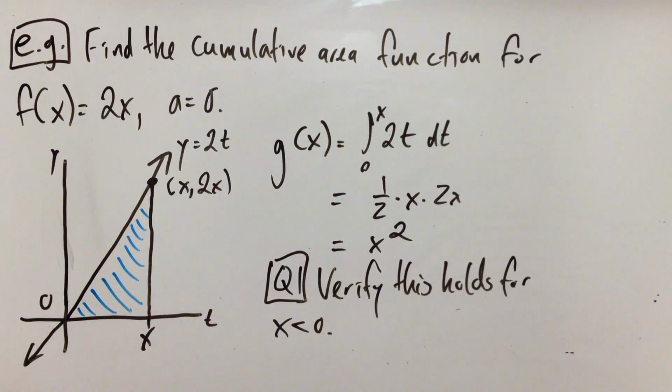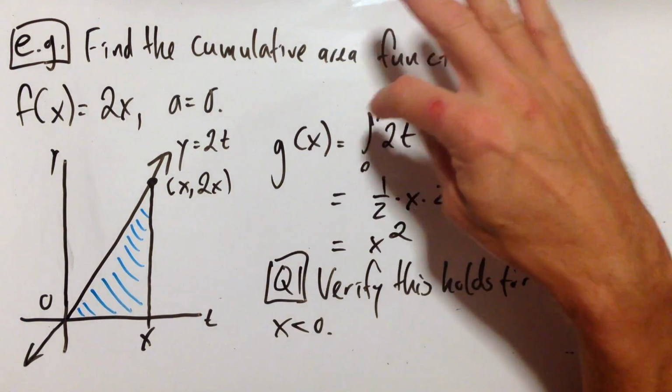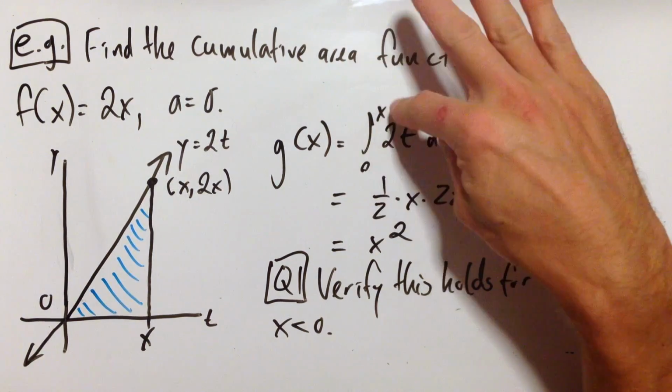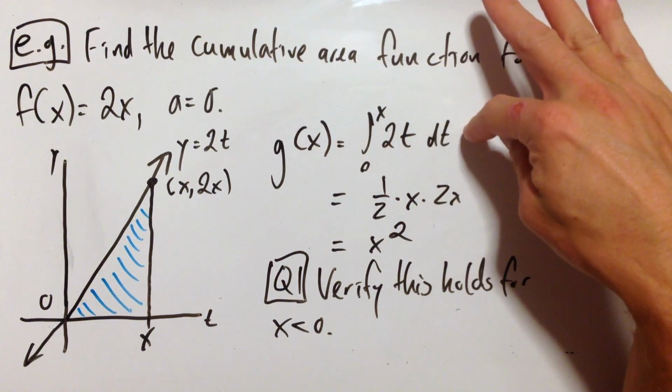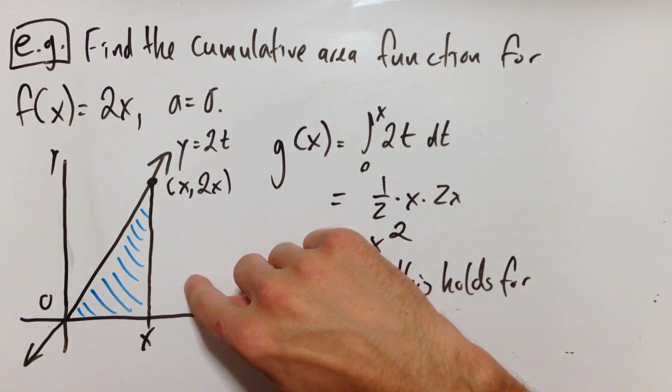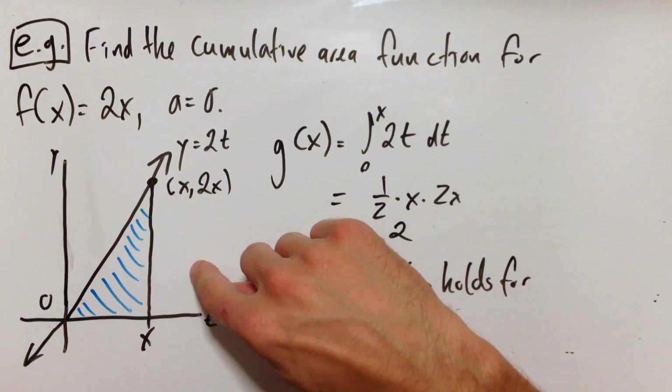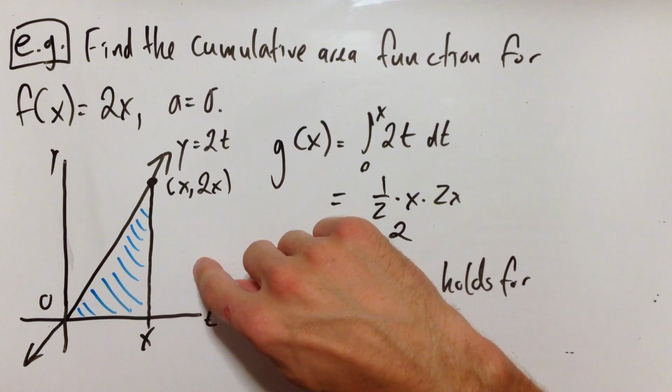Let's look at a real concrete example. Let's find the cumulative area function for the function f of x equal to 2x, starting at a equal to 0. So the integral we're looking at is g of x equal to the integral from 0 to x of 2t dt. And here is an illustration of what is going on. At least this is what's happening when x is greater than 0.